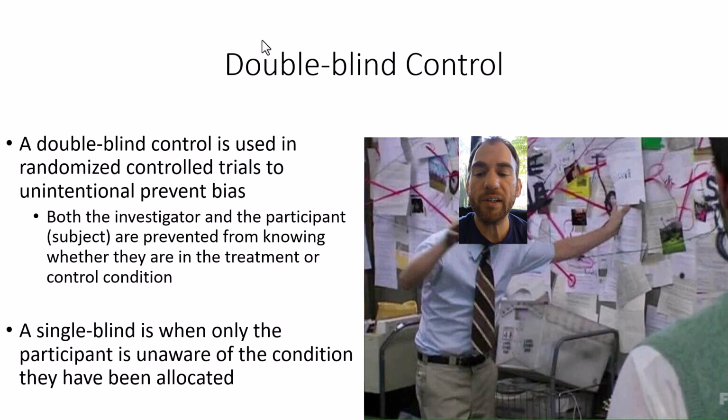Now, in a double-blind control study, basically what happens is the participants do not know what group they are in. They don't know if they're receiving the new drug or the old drug. Now, the double part is that the investigator or the person administering the drugs to the participants also doesn't know.